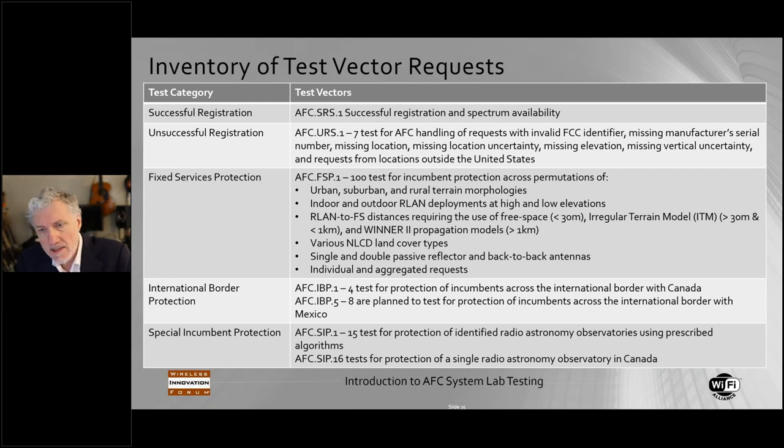There's one more test that is specific to Canada that we'll come to in a moment that exercises some different algorithms, and that's to do with this category of special incumbents. So there are a number of special incumbents, typically radio astronomy observatories that have been identified by the FCC, which basically describe a kind of exclusion zone, and we want to make sure that spectrum isn't allocated to access points within those exclusion zones that would interfere with those observatories. The same rules are applied to one radio astronomy observatory that we've been made aware of near the border in Canada. And so a special test case is also defined for that. Let's go on to the next page.